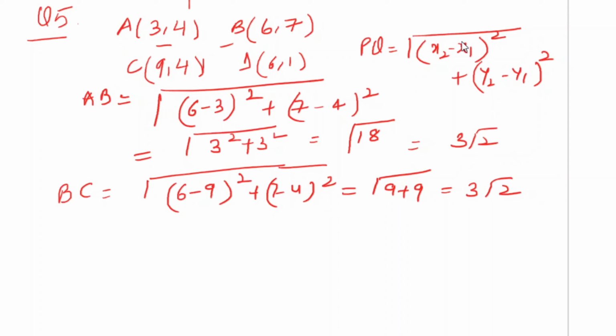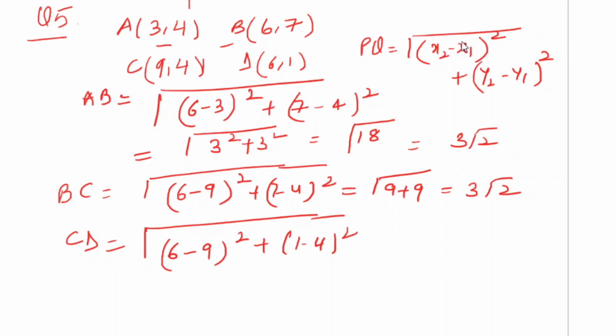We have found AB and BC. We'll find the length CD, and then AD. So how much is CD? CD is the square root of (6 minus 9) whole square plus (1 minus 4) whole square. This again gives you 9 plus 9, that is root 18, and this is 3 root 2.